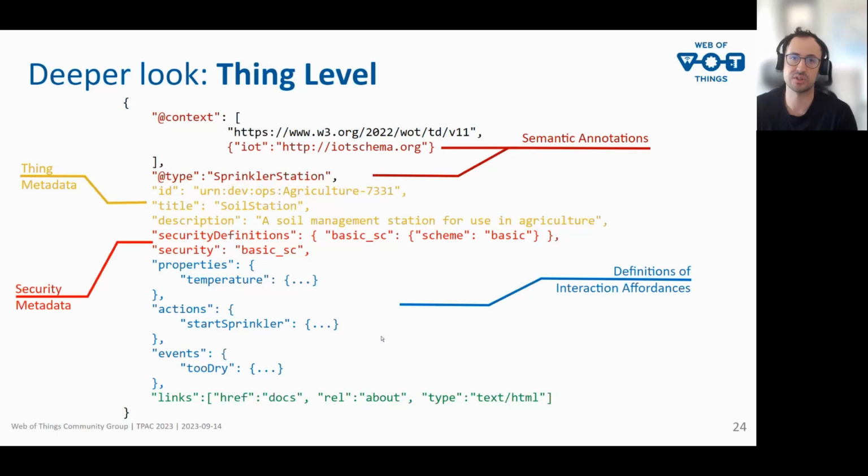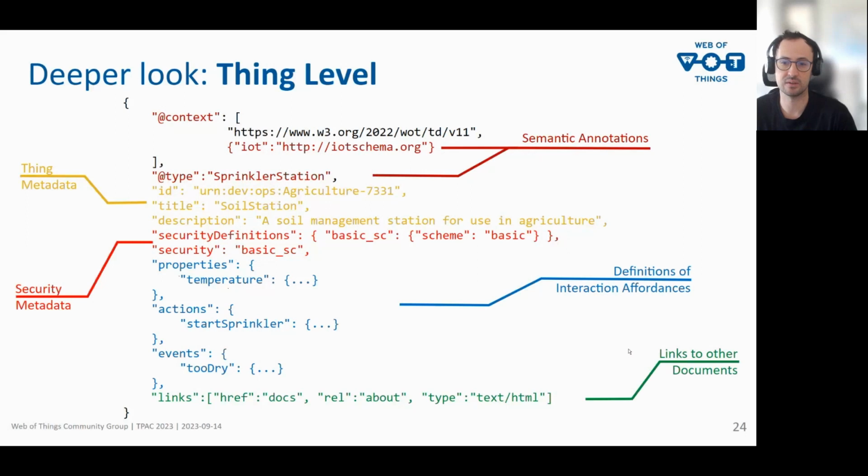As I said, these affordances are what the thing can do in the real world. And here, as an example, you see that you can start the sprinkler, you can read the temperature, because maybe this thing is a complex station as written here, and you have also a temperature sensor, and you even know if it's too dry and there's maybe something that is wrong with it.